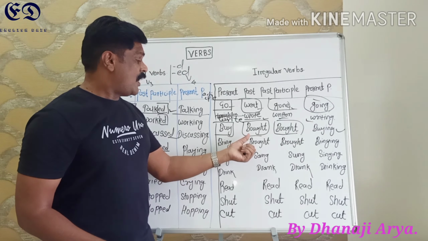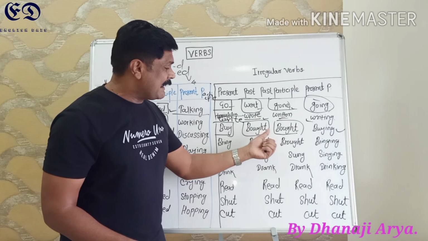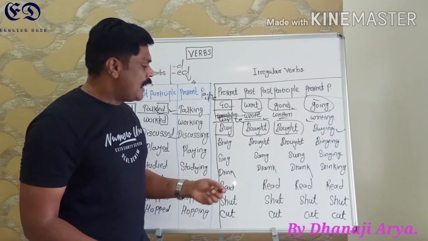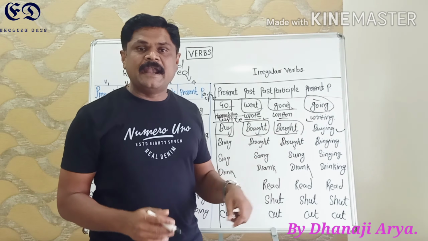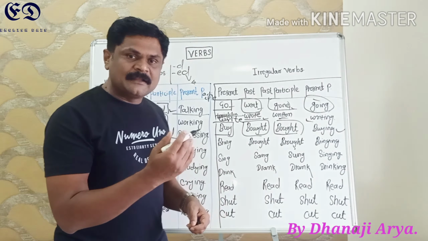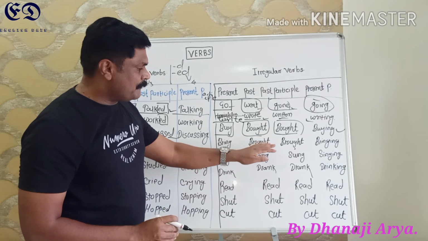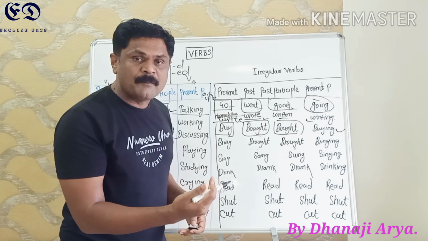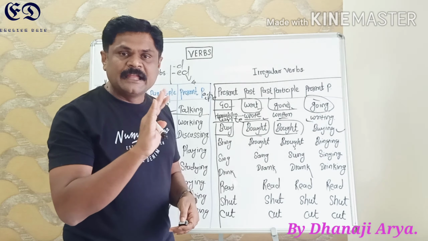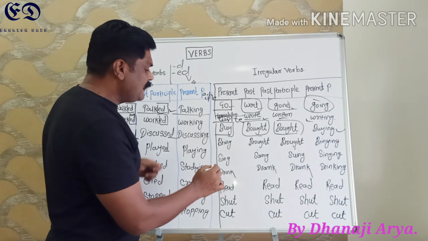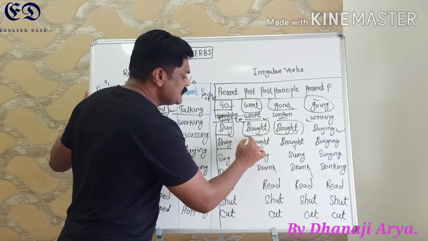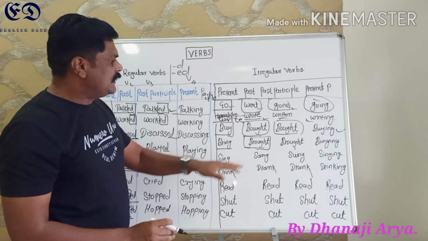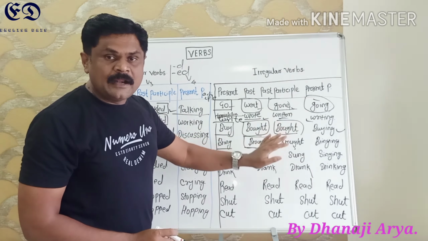Now concentrate on second and third form. These second and third forms are not changed by adding D and ED, but they are changed by some specific different verbs. You know that different verb forms. These are not changed by adding D and ED. So my dear friends, it is some irregular change, something different, unexpected change we are doing over here. So these verbs are called irregular verbs.